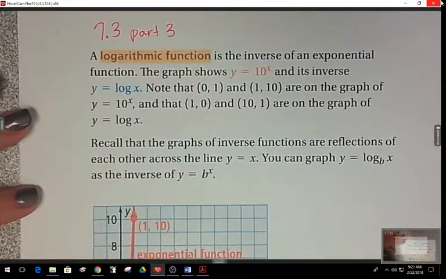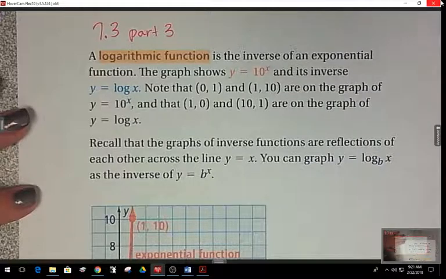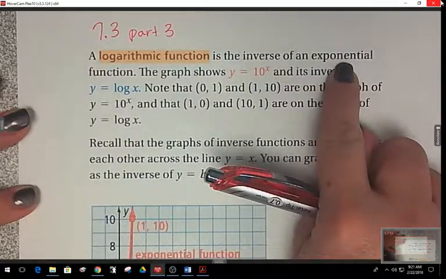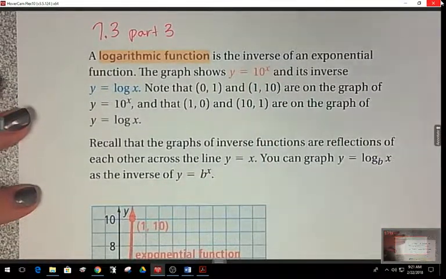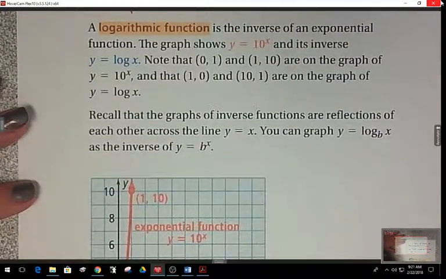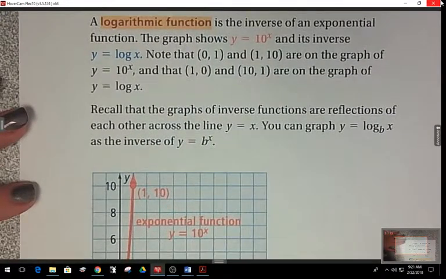So here is where we're going to see graphically what a logarithmic function looks like, as well as compare it to the graph of an exponential function, and you'll be able to see that they are inverses. Okay, so the graph at the bottom here, and I'll slide it up in just a second, shows y equals 10 to the x. We learned how to graph those in sections 7.1 and 7.2. But they also graphed in blue the inverse of that, which is y equals log of x.